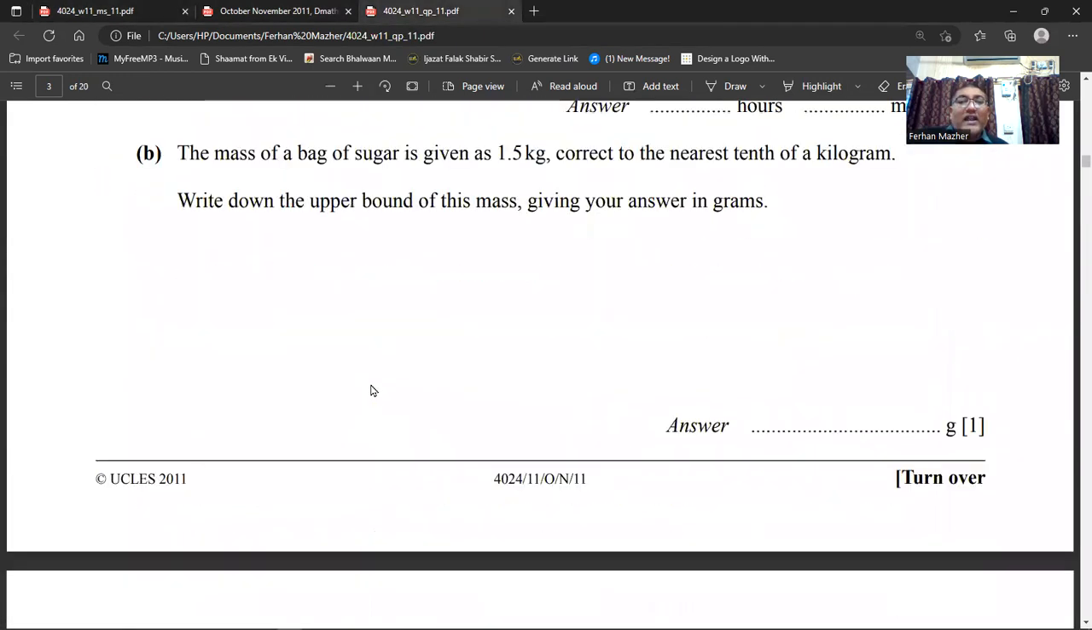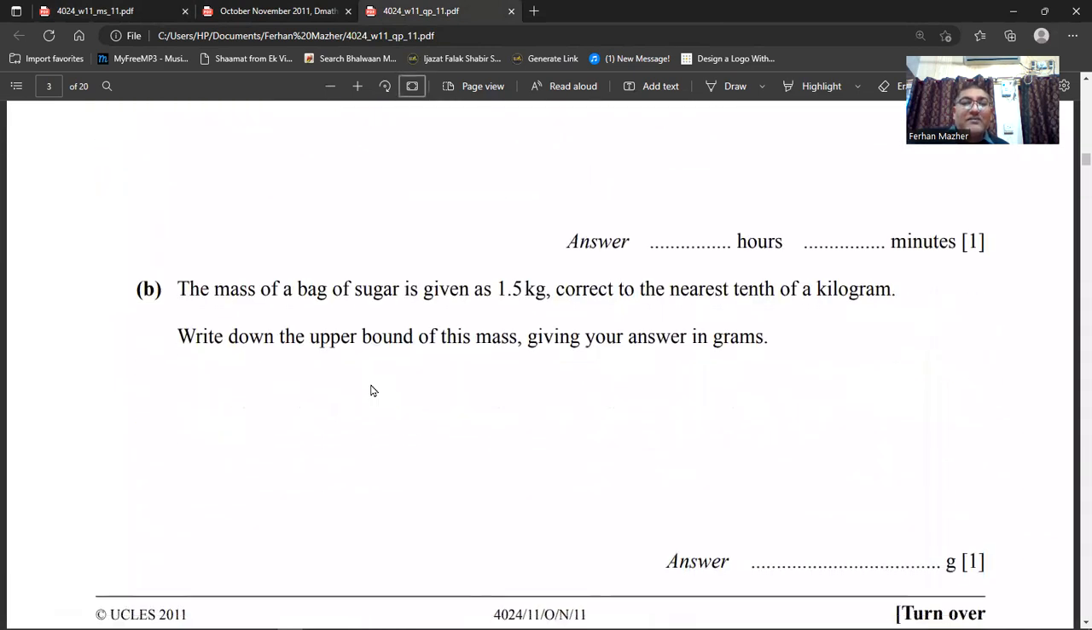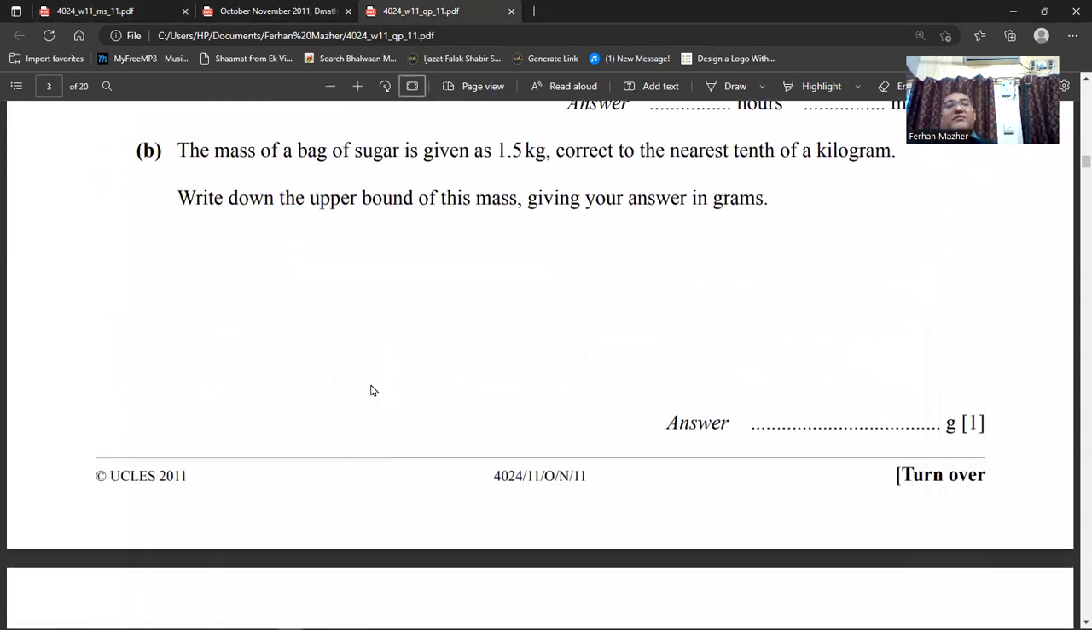Okay, question number 4, and its B part is coming up on your screen. And it says the mass of a bag of sugar is given as 1.5 kg, correct to the nearest 10th of a kilogram. 10th of a kilogram means 1 by 10 of a kilogram. So 1 by 10 means 0.1 kg. So when you divide 0.1 kg with the 2, you get 0.05 kg. So write with it plus minus. So when you will add this into 1.5 kg, you will get the upper bound. When you will subtract it, you will get the lower bound.